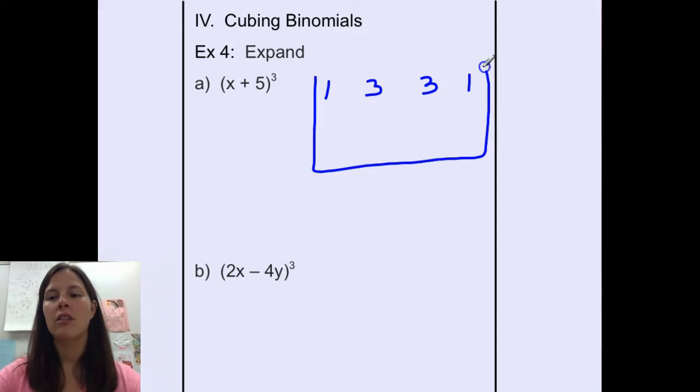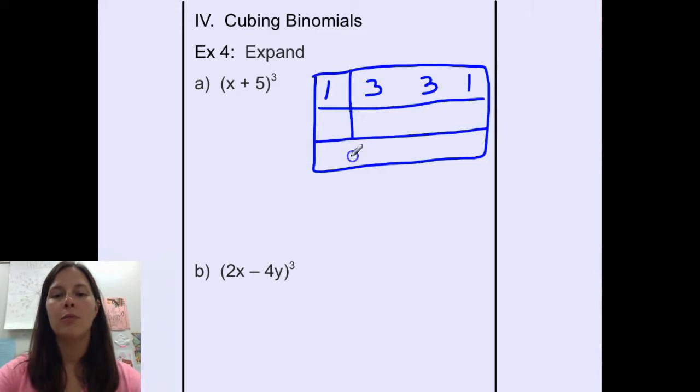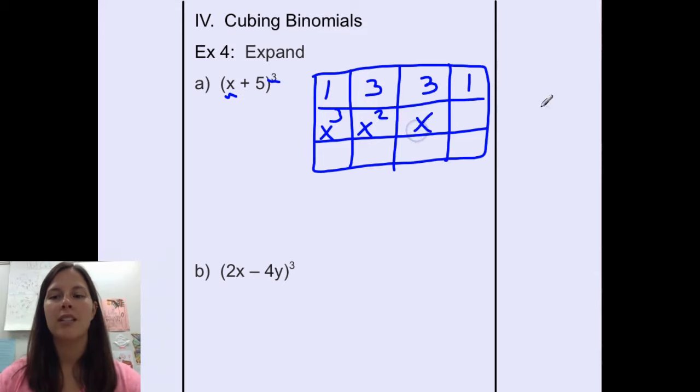We're going to create a little chart around those coefficients. We need 3 rows. When you expand binomials, you will always need 3 rows. 1 is for the coefficients, 1 row is for the first term, and 1 row is for the second term. Now what we're going to do is take that first term in the binomial and raise it to the highest power. And then we're going to subtract the powers until we get to x to the 0 power, which is 1. I like to just leave that box empty because what we're going to do is multiply vertically, and multiplication by 1 doesn't change anything.